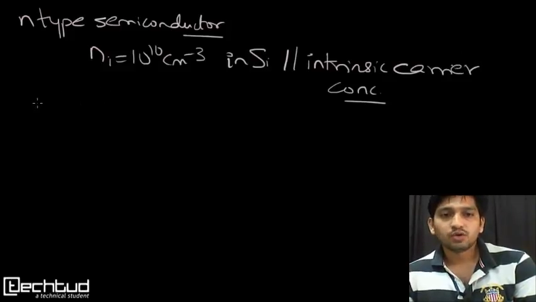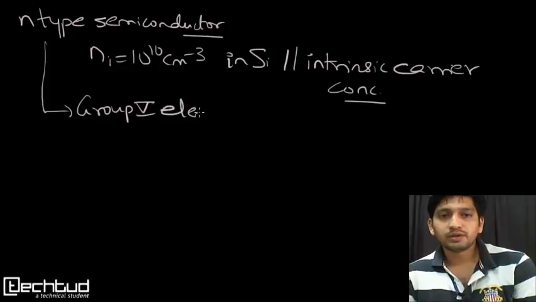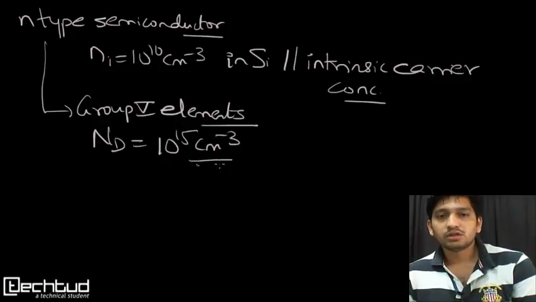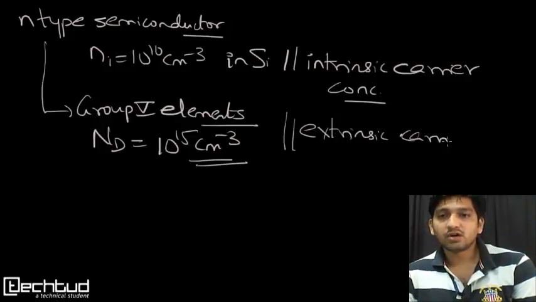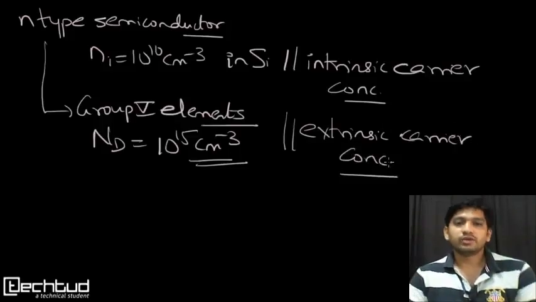When you doped with group 5 elements, and how much you doped? You dope like this. Nd, that is the doping that you are doing, is 10 to the power of 15 per centimeter cube. So this much you dope, then the material is also referred to as extrinsic semiconductor because some extra elements are added. You can also say it like that.